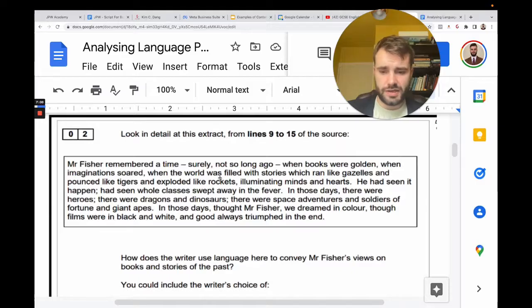So let's take, for example, films were in black and white. Now, Mr. Fisher means that films were boring. And he means that, well, he also means they were literally black and white, but we dreamed in colour. He's contrasting it with how our dreams were exciting. So when he says we dreamed in colour, he means that our dreams were exciting. He doesn't mean that literally they had colours, but films were black and white. He means that dreams were more exciting than films.